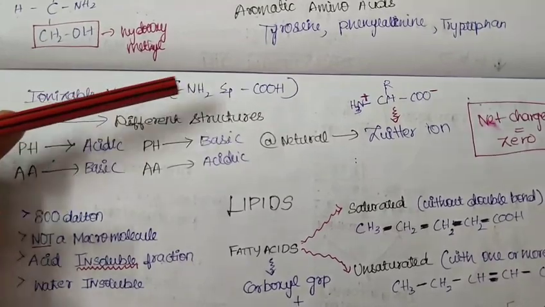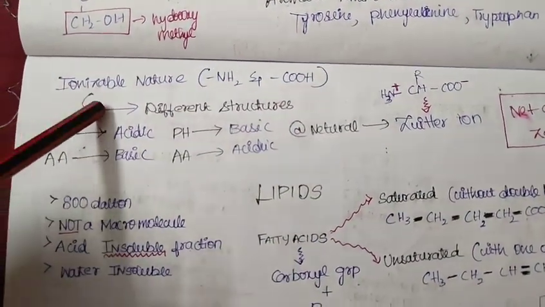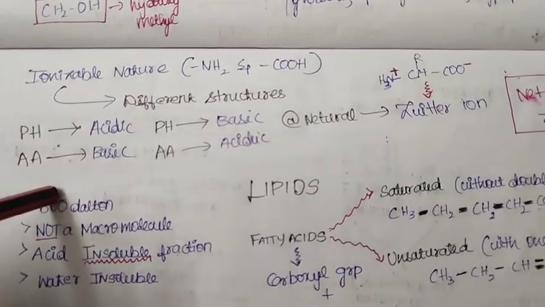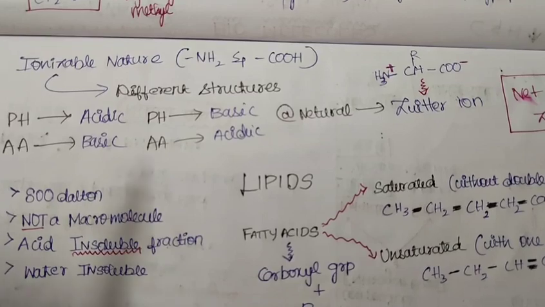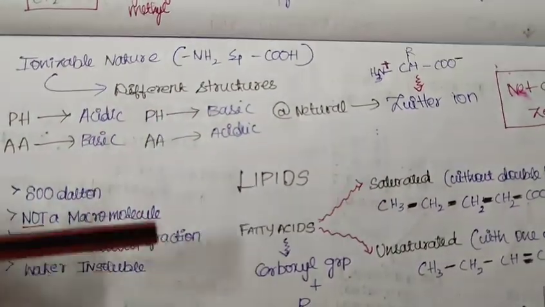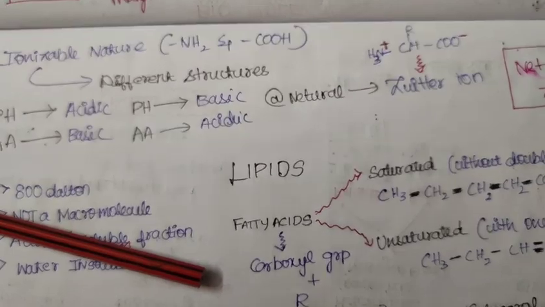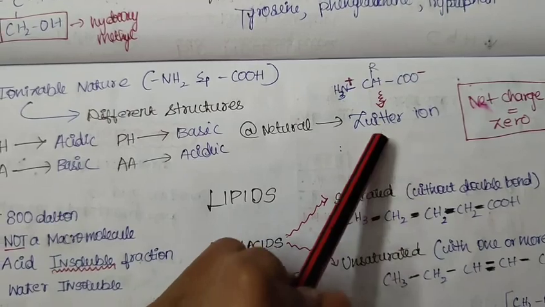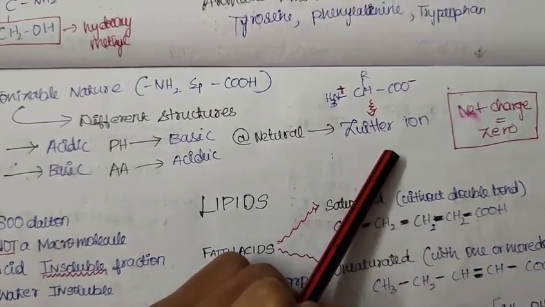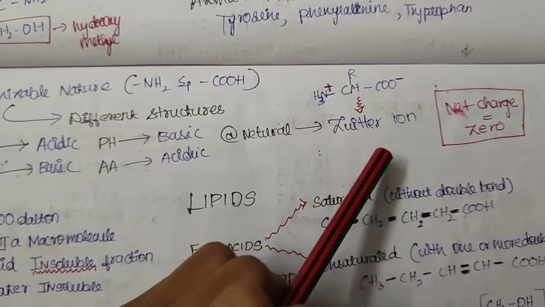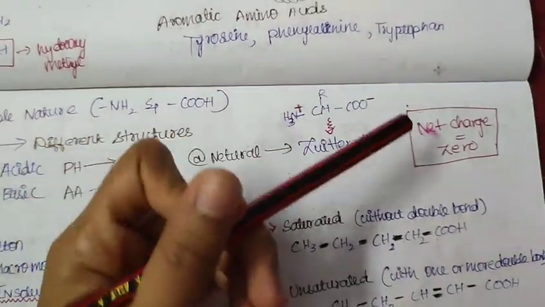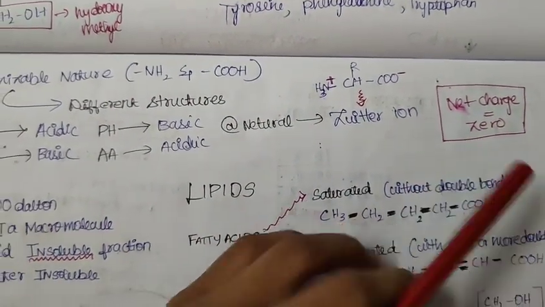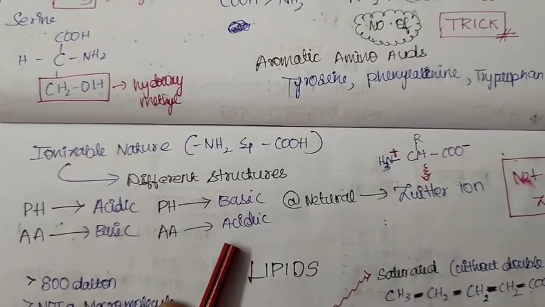This ionizable nature is also based on the amino and carboxyl group. I have another short trick here. Whenever the pH is acidic, the amino acid will act as basic. Whenever the pH is basic, the amino acid will act as acidic. Whenever it is neutral, it will form a zwitter ion. This is an important concept, zwitter ion. The amino acid acts as a zwitter ion when it is neutral. The zwitter ion condition is when the net charge is 0. Here you see +1 and -1, so it is 0. This is called zwitter ion formation, and it is an important property of amino acids.